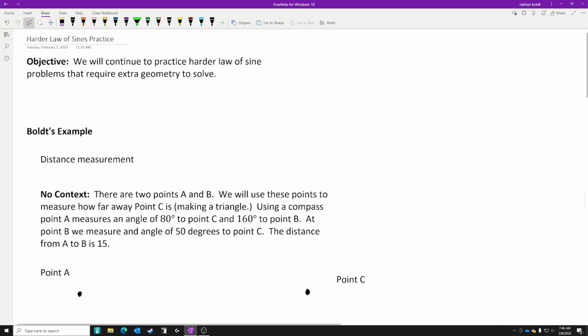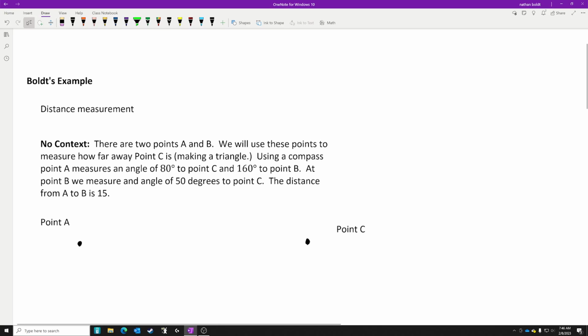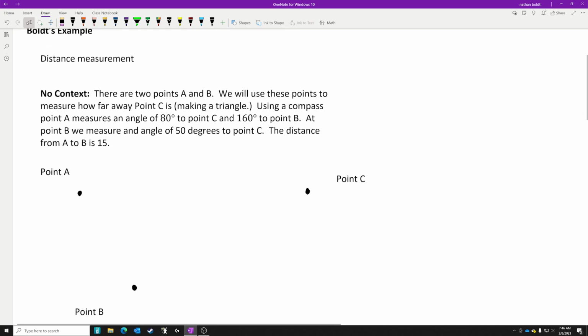All right. So here's a quick example. I'll do one more for you here. There's no context here, so hopefully it'll help you apply it to all the other word problems we've got. So we got 2 points, A and B, and we're going to be trying to measure the distance to point C over here.